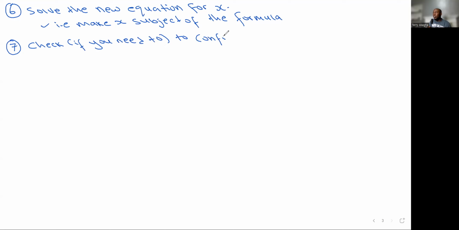So you need to check to confirm in any of the original equations. You just substitute the value of x and y into either equation 1 or equation 2 to see if you get the value that was suggested in the beginning. So you're going to check to confirm in any of the original equations.